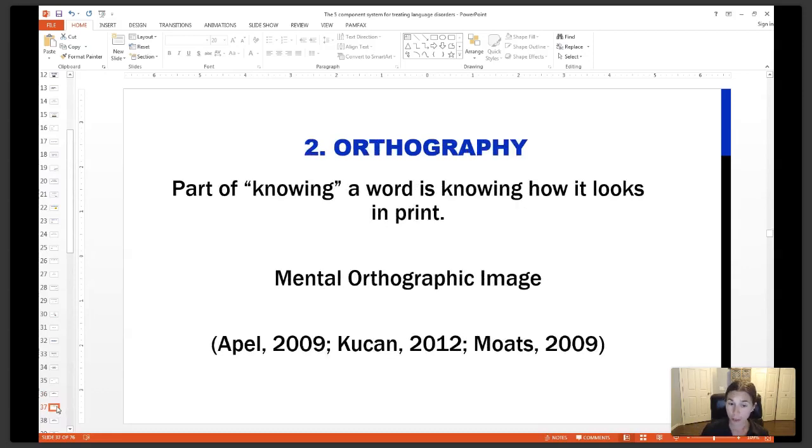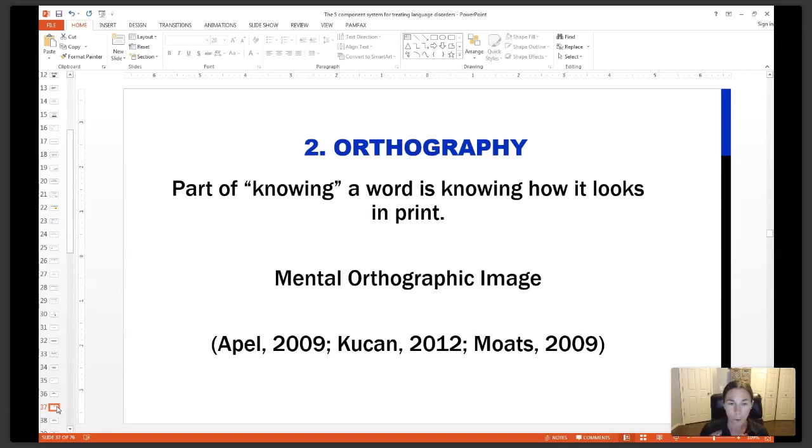Then also we have orthography. This comes into play especially when we're reading and writing. Of course, it is possible to have a good vocabulary if you aren't a strong reader and writer, but it makes it significantly harder, because part of knowing a word is knowing how it looks in print and being able to recognize it like that. That's called having a mental orthographic image. And when we say sight words, it's not rote memorization. It's being able to see those symbols quickly, put meaning to them quickly, and know what they mean. So that impacts your vocabulary knowledge as well.